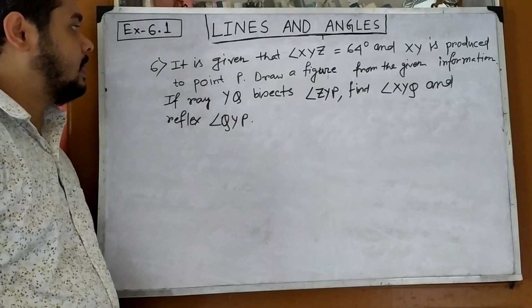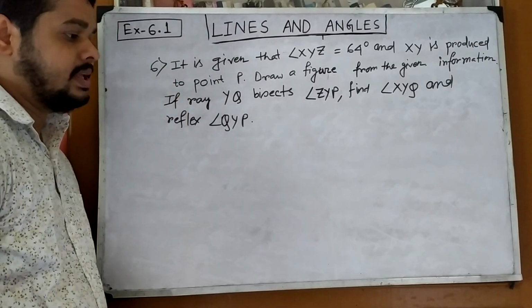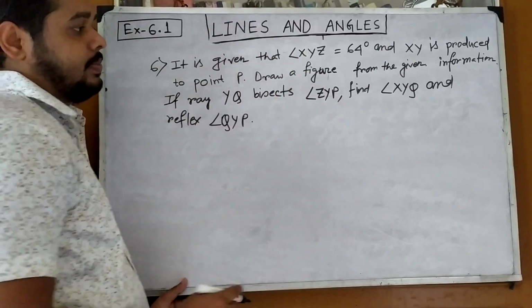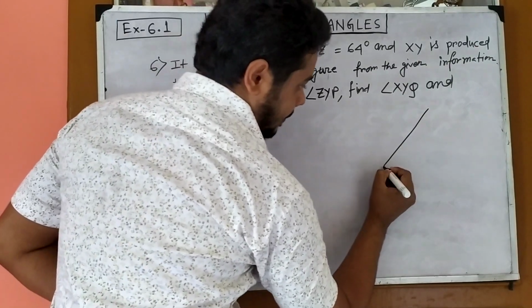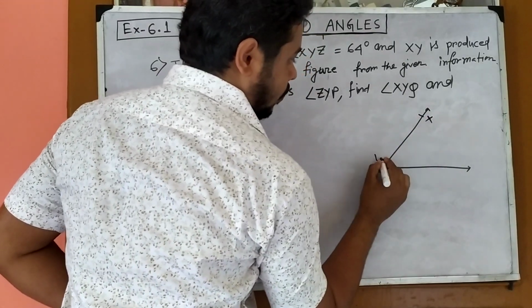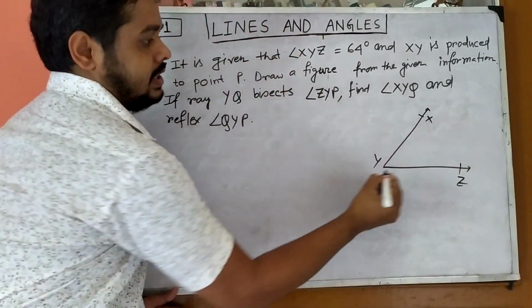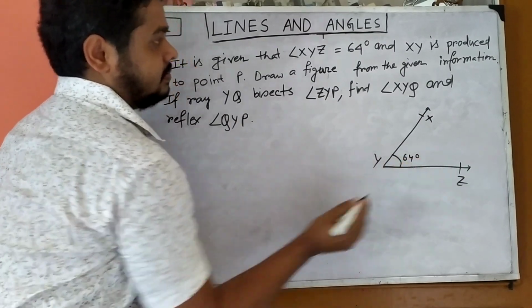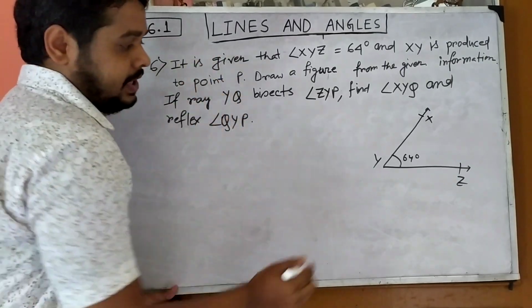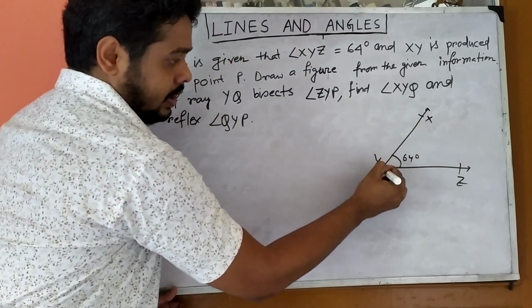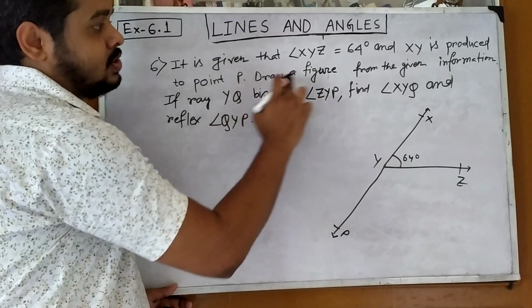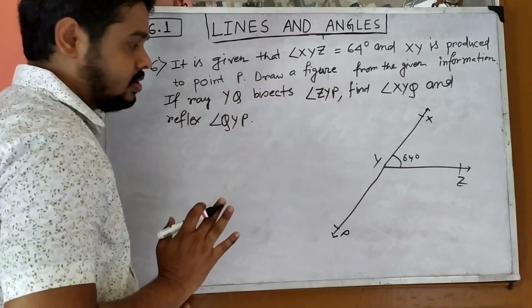Now the last problem of exercise 6.1, problem number 6. It is given that angle XYZ equals 64 degree. So let's draw an angle of approximately 64 degree, and this is X, Y, Z, and this one is 64 degree, given. And after that, XY is produced to a point P. So XY is produced to a point P. Draw a figure from the given information, already drawn.